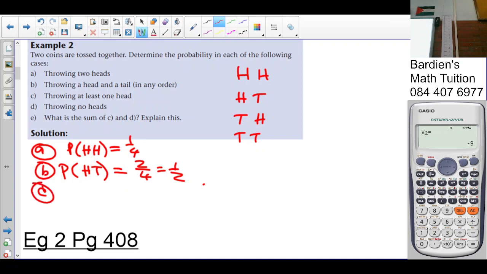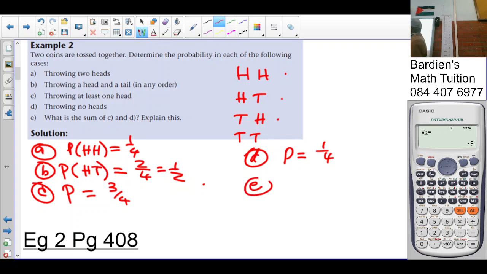C. Throwing at least one head. At least one head. So it can be heads, tails, heads. Not so. So the probability of at least one head will be 3 out of 4. You all understand? Let's look at D. D says throwing no heads. 1 out of 4, because it can only be tails.